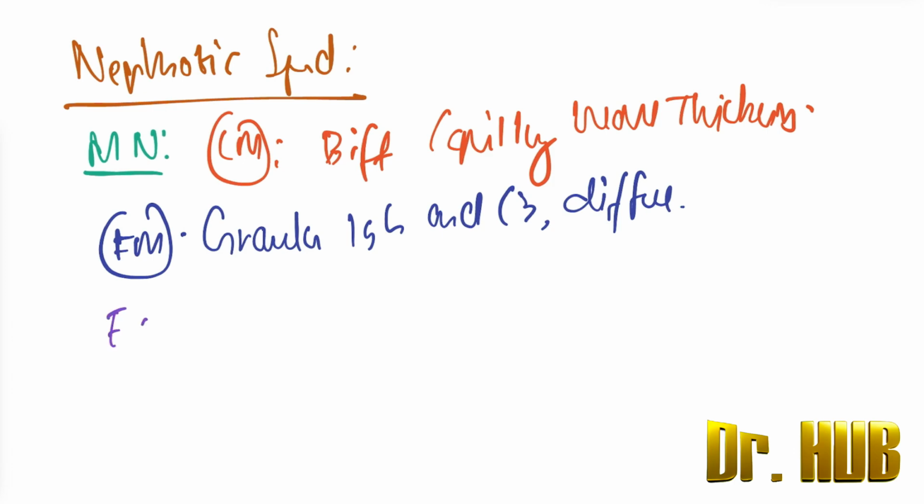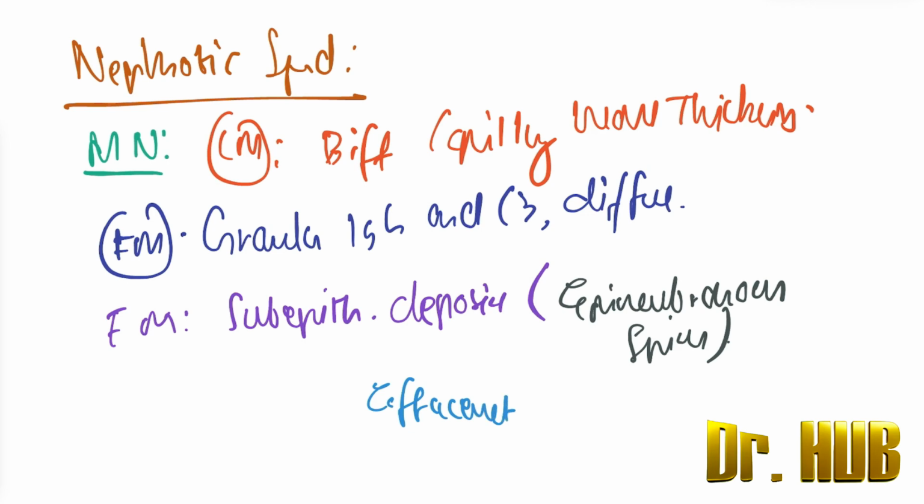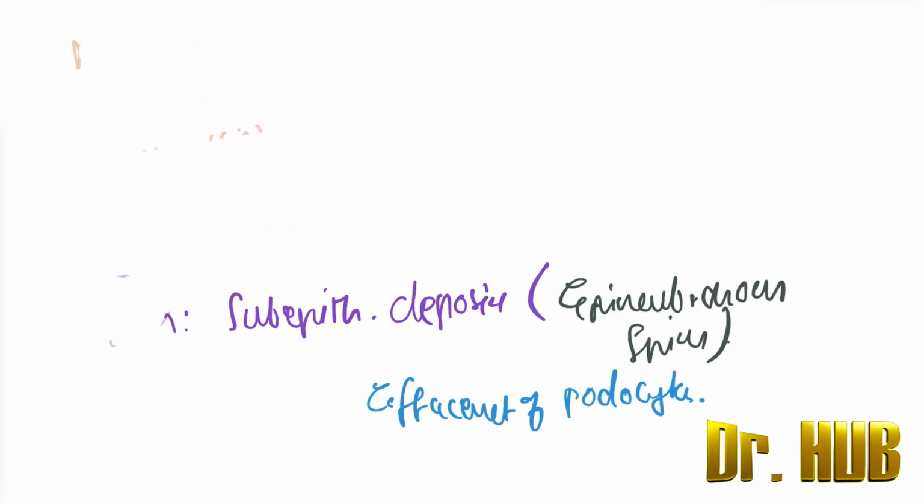Next, when you look at the electron microscopy, it shows the subepithelial deposits. What does it include? It includes the epimembranous spikes, and there is effacement of the podocytes.